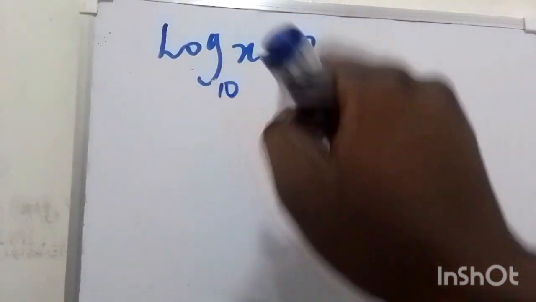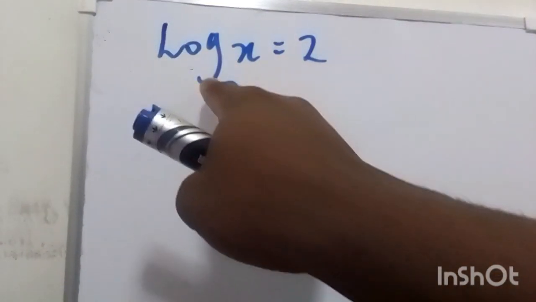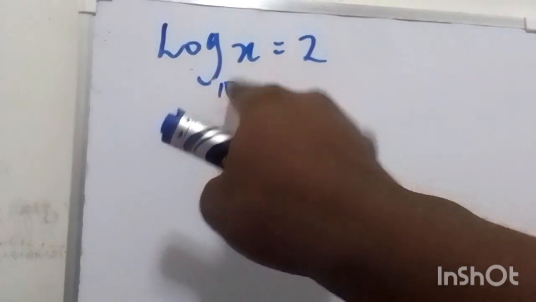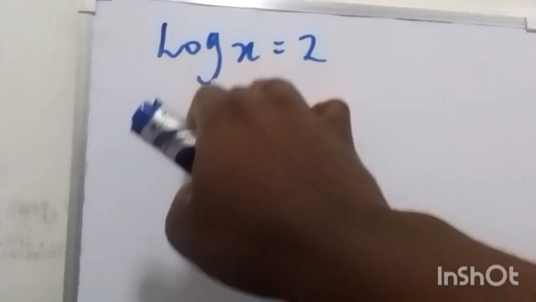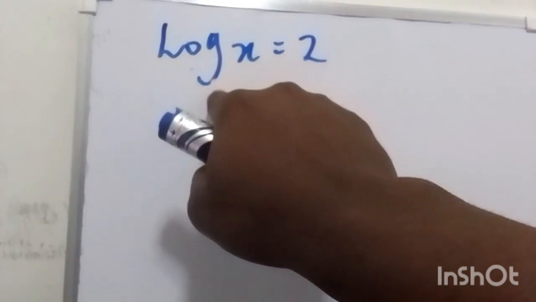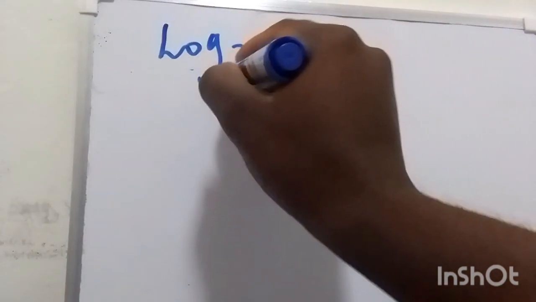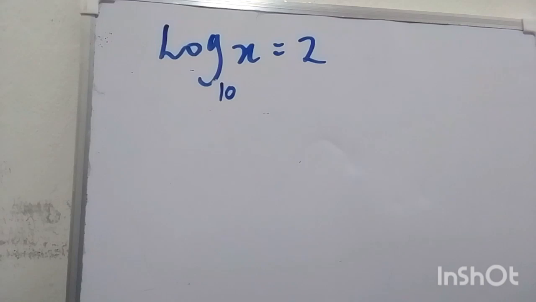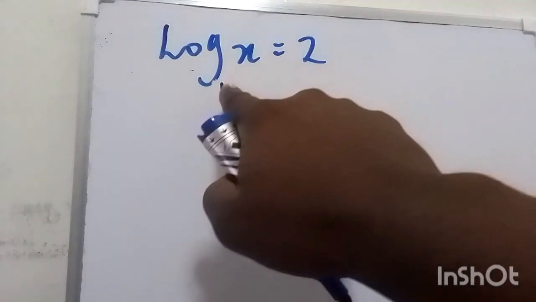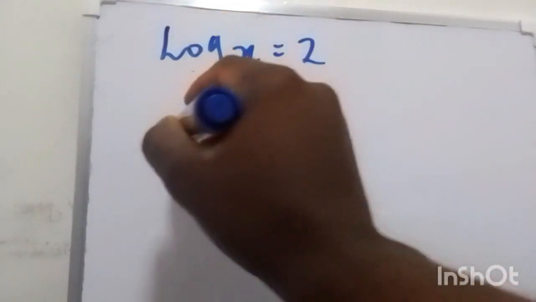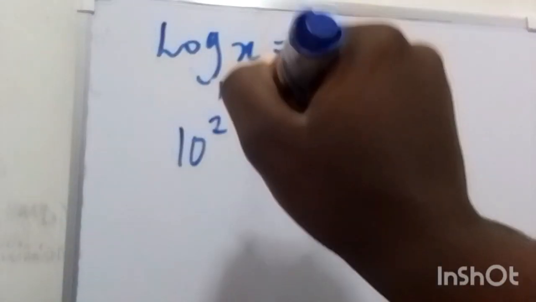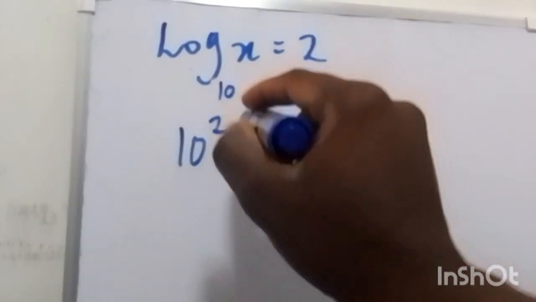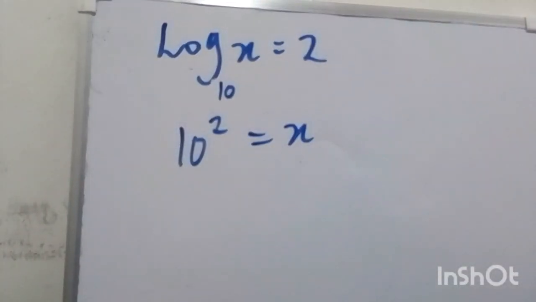If it is not base 10, they will write it, maybe log base 2, base 3, base 4, base 5, like that. But if there is nothing there, it means it is base 10. It is a standard base, okay? So in this situation, what are we going to do? You are going to say 10 power 2, change it to exponent, all right? Exponent, that's what you're going to do. 10 power 2 equals x, all right?